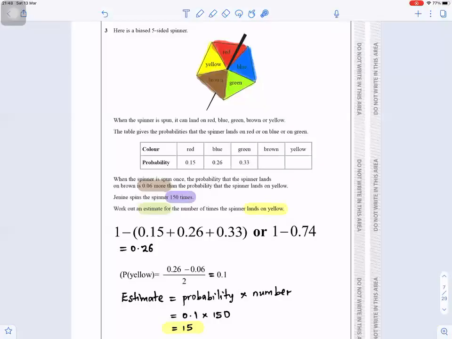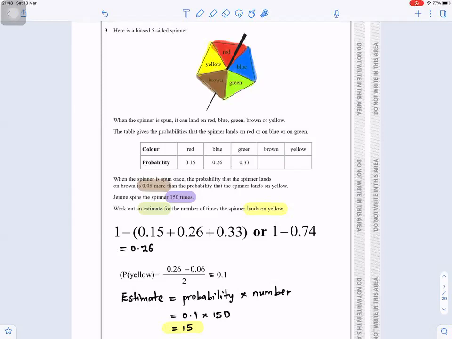Question number 3. Here is a biased 5-sided spinner. Red, blue, green, brown, and yellow. When the spinner is spun, it can land on red, blue, green, brown, or yellow. The table gives the probabilities that the spinner lands on red, or on blue, or on green. So on red, the probability is 0.15. On blue is 0.26, which is higher than red. And on green is 0.33, which is higher than blue or red.